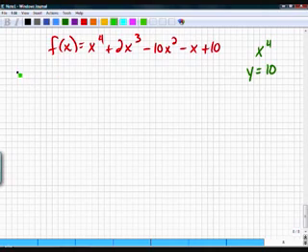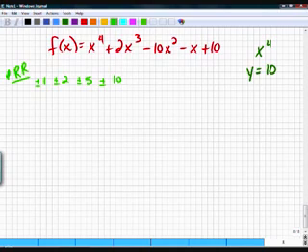So possible rational roots, I'm going to call them PRRs, are plus and minus 1, plus and minus 2, plus and minus 5, and plus and minus 10. And again, you'd go through the process, pick one, try it, pick another one, try it.